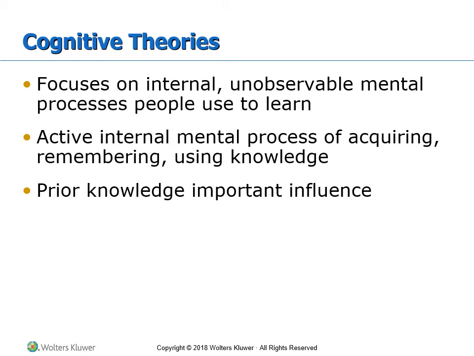We then have our cognitive theories. So again, previously we were focused on observable behaviors, and now we're looking at internal, unobservable mental processes that people use to learn. So this is actually kind of a confusing one in the sense from a research standpoint. We actually don't know how people know things, which sounds kind of strange, but it's actually kind of cool. So again, we have the active internal mental processes of acquiring, remembering, and using knowledge. But the big thing that we do know is that prior knowledge and exposure is an important influence. So what you've seen or learned before plays a big role.